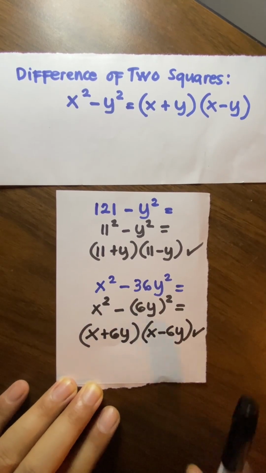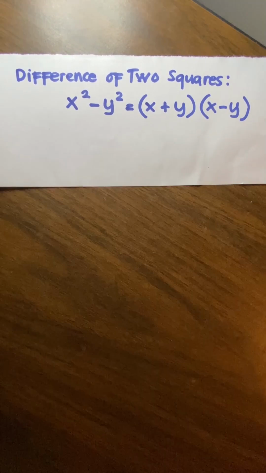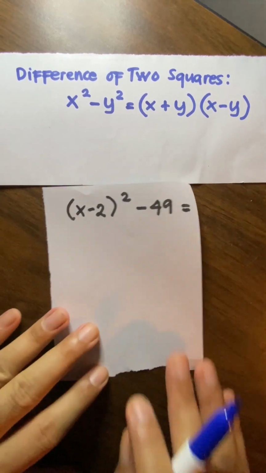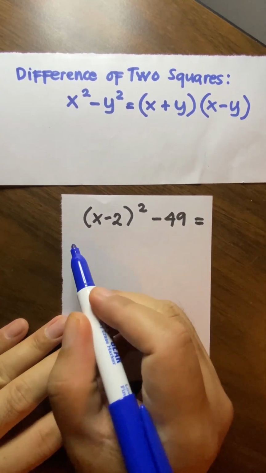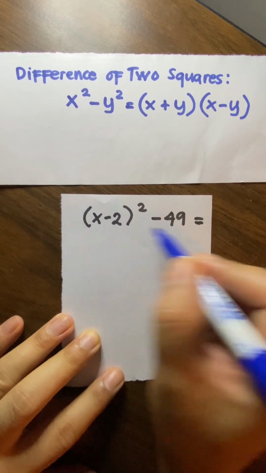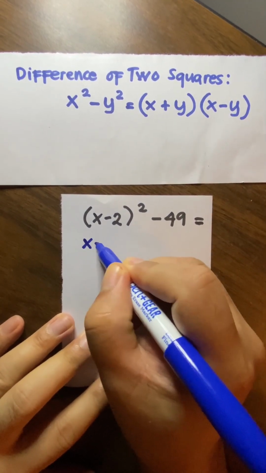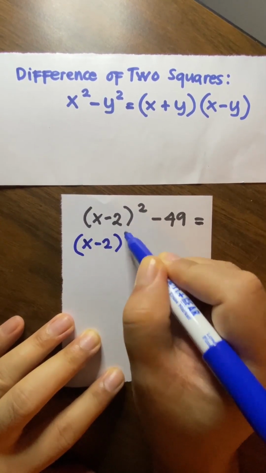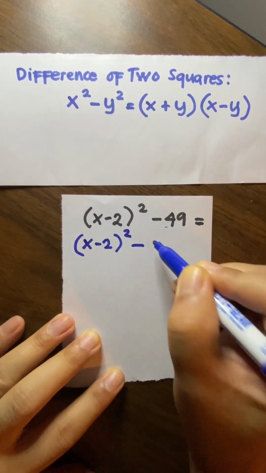Do you have questions so far? Let us solve more problems. What about this? Is it the same format as the one above? Do we need to rewrite it like what we did in the previous problems? Yes, we can rewrite it such that 49 is the square of 7.